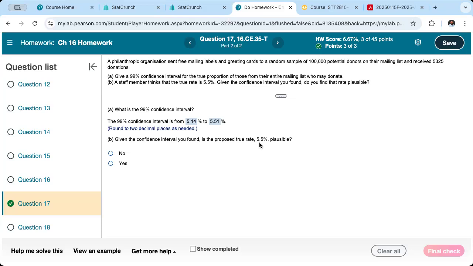This is 5.14. This is 5.51. 5.55 is around somewhere here, isn't it? So it's within. Do we understand that? Good.